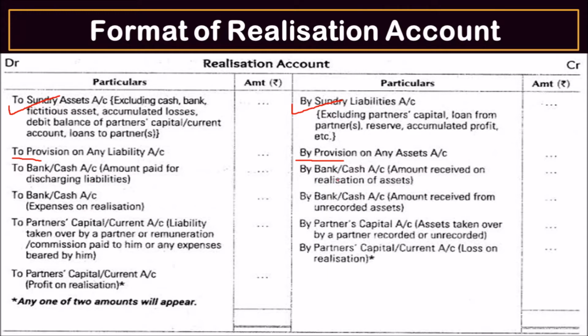The entries are there for realizing the assets. When the assets are realized in cash, then the entry is cash or bank account debit to realization, and it is posted here on the credit side, by bank or cash account.